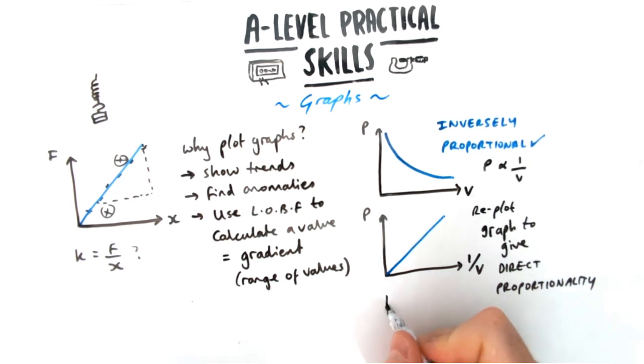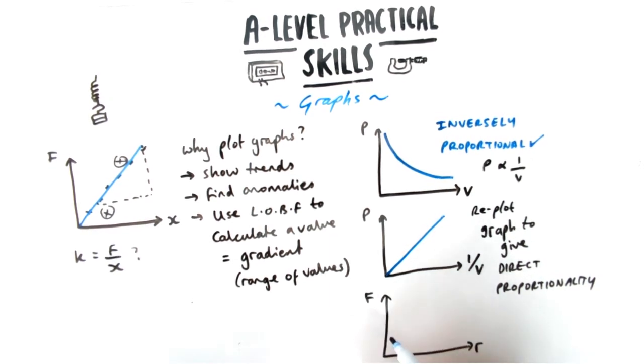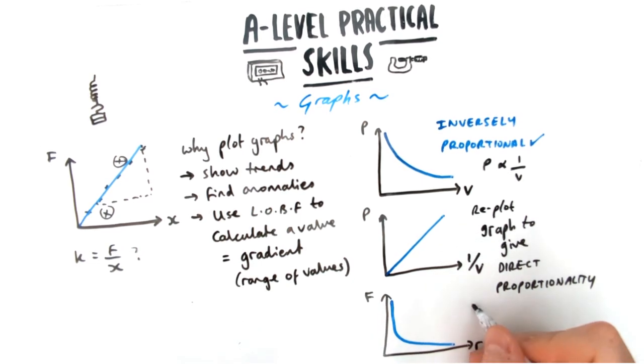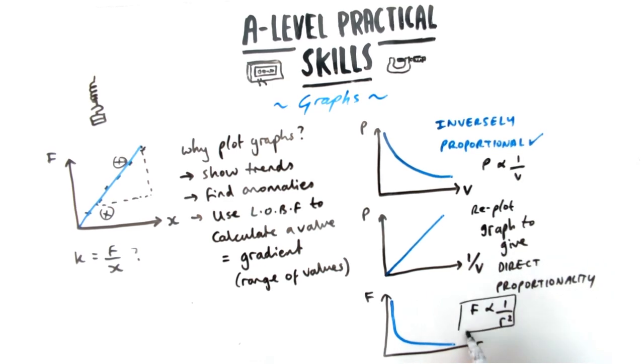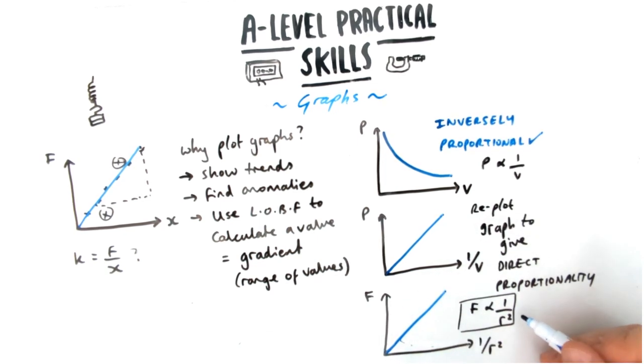Let's look at another example. This is one from year 13. We've got force and how it relates to distance between two objects with Newton's law of gravitation. You'd get a graph that looks like this because the relationship between force and distance is an inverse square law, meaning that force is proportional to 1 over r squared. So if we replot the x-axis to be 1 over r squared, we should find again it shows direct proportionality.